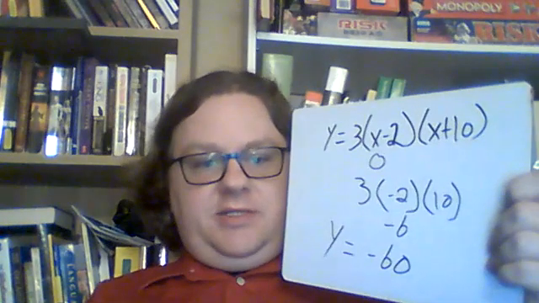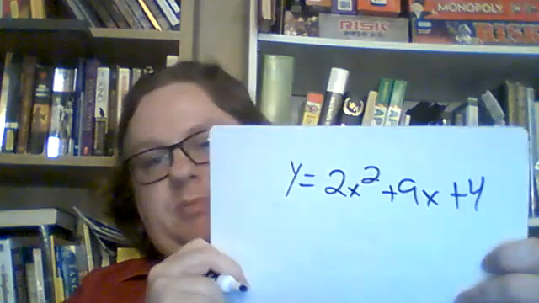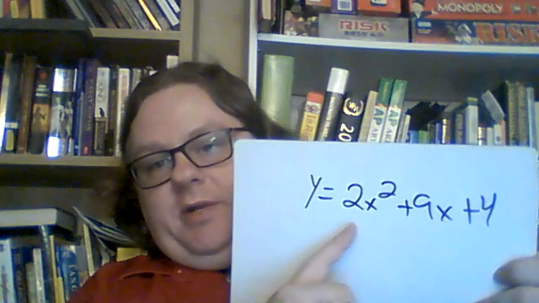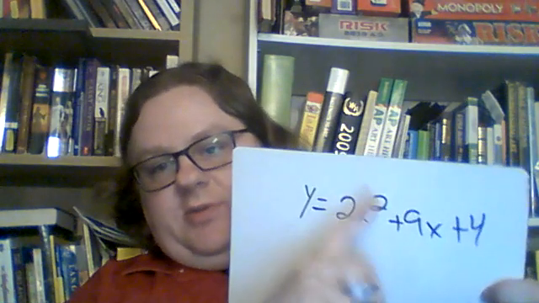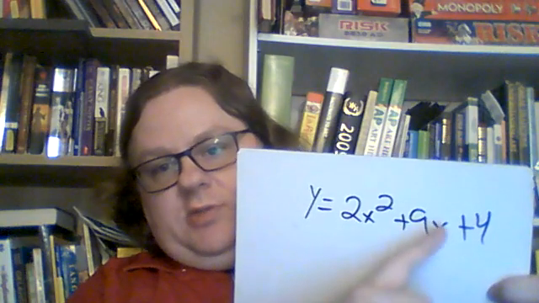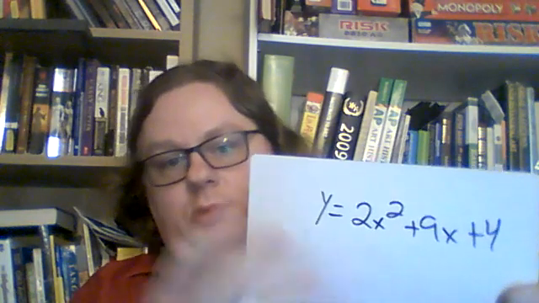It's actually fairly simple. Determine the y-intercept of y equals 2x squared plus 9x plus 4. Looks like maybe it's going to be complicated, but nope. This x is 0, so that whole term is 0. This x is 0, so that whole term is 0. And it's just 4. y equals 4. Okay. The x-intercepts is where it gets a little more complicated.